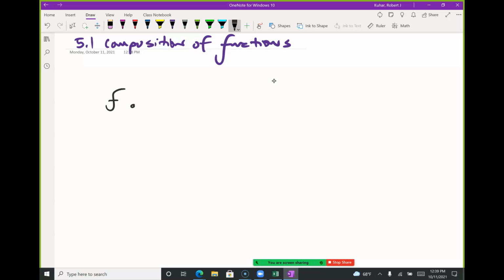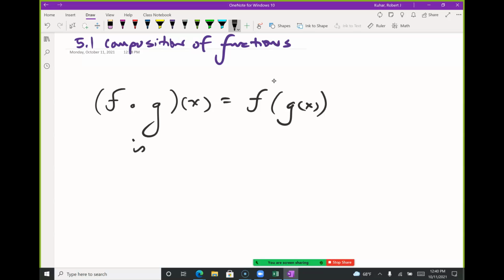So f composed of g of x. I don't like that notation. It looks like fog, right? It looks like a multiply circle, but it's definitely hollow. I don't like that as much as I like f of g of x. And so you can see that I'm actually putting the function g of x into the function f of x. This is a composition of functions.